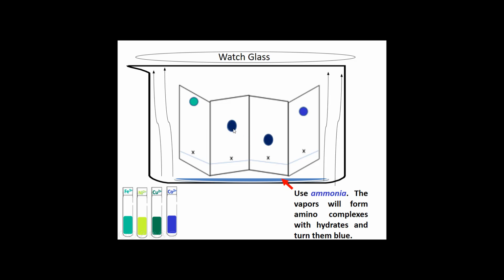Right? So what does that mean? Well, ammonia turns hydrates blue, right, by ligand displacement. So what happens is, if it's a hydrate, the ammonia comes in, it kicks off water and replaces it, and so those complexes show up as navy or dark blue.